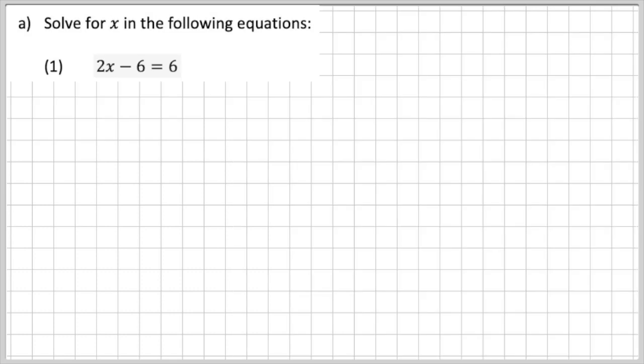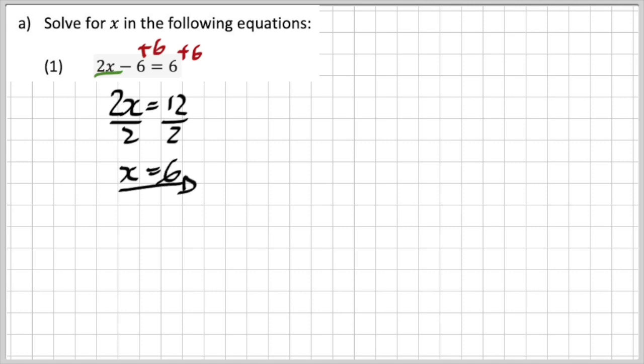If I look at this first one, 2x minus 6 equal to 6, that is a very simple and straightforward sum. Let's just isolate x. I'm going to add 6 on both sides, so 2x must be 12. So x must be 6, because I'm dividing by 2 straight through. Simple, straightforward.